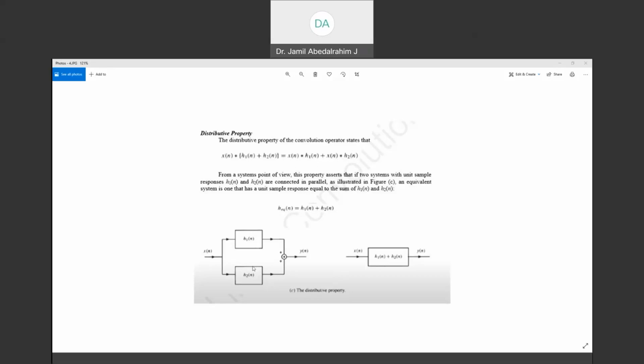So as you see here in the figure, y1 of n equals first x of n multiplied by h1 of n, then the second operation, plus x of n multiplied by h2 of n. So we distribute it. So these were the three types of convolution properties, just to understand how the equation or the signal can be distributed, combined or exchanged.